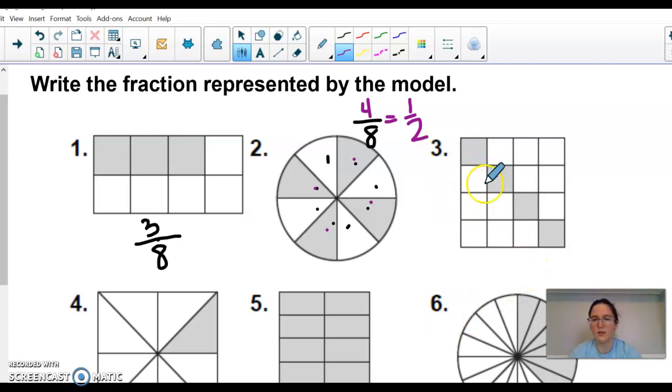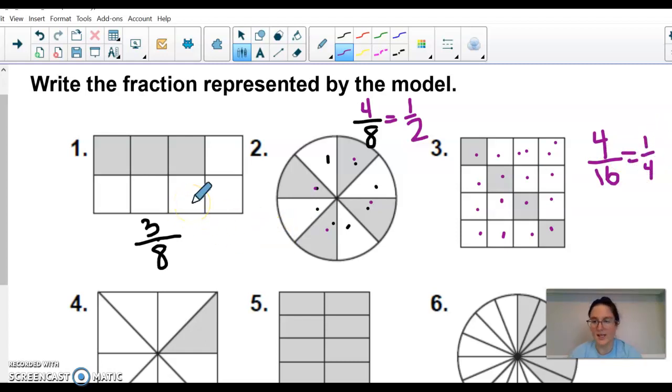So these grids, I can do 1, 2, 3, 4. So it's a 4 by 4, which means there should be a total of 16, 4 times 4. So 1, 2, 3, 4, 5, 6, 7, 8, 9, 10, 11, 12, 13, 14, 15, 16. So that means your total is 16. And then 1, 2, 3, 4 are shaded. So it's 4 over 16, so it's 1/4.